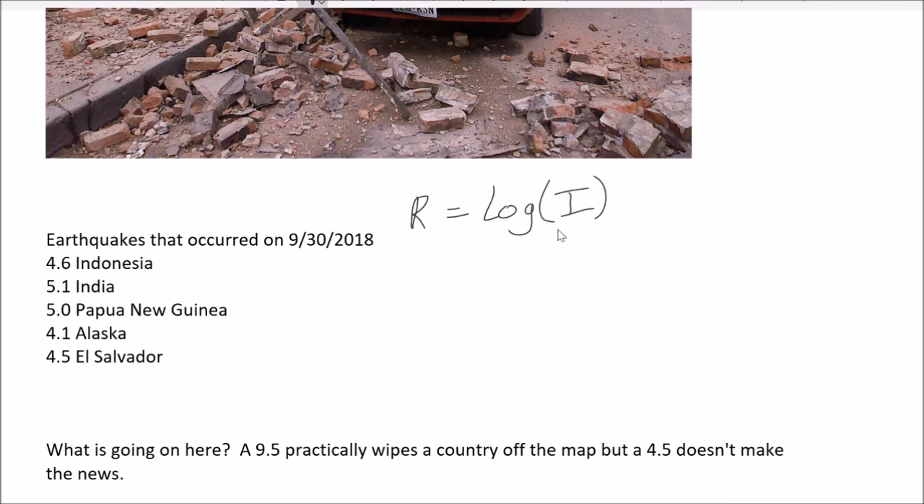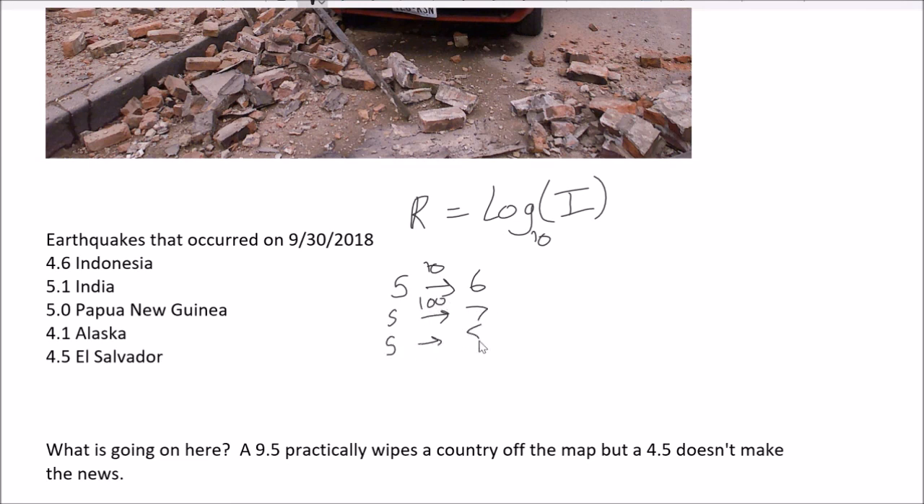So what does that tell us? Since the base here is 10, every time the Richter number goes up by 1, it means the intensity went up by 10. So let's think about it. Let's compare a 5 to a 6. A 6 is 10 times stronger than a 5. What about a 5 to a 7? Okay, 5 to 7, that's times 10 to get to 6, and times 10 again to get to 7. That's 100 times more intense.